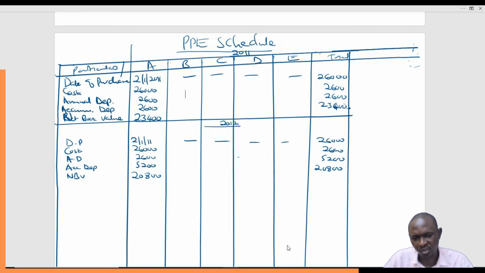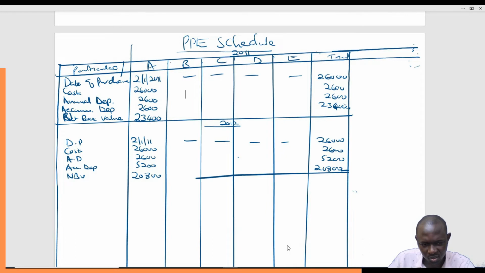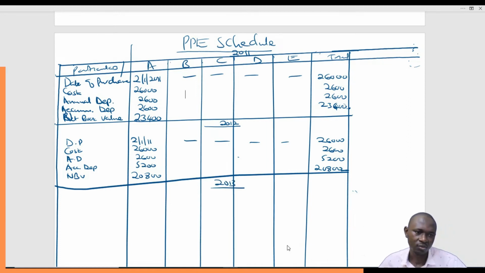That's how we go about it. And you underline this one. So in 2012, this is how the books would look. I bet you are enjoying, it's quite easy. Then we go to 2013, just like that.